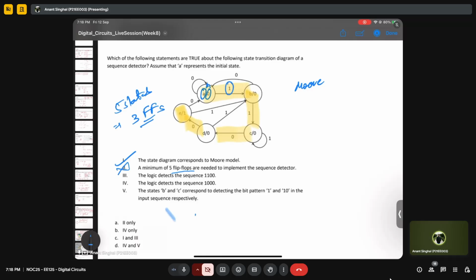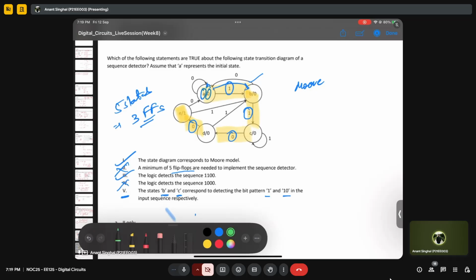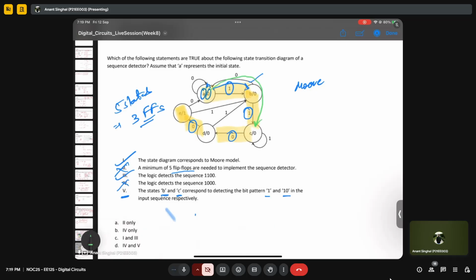So we have 1100, which is the option here. So 3 is correct, fourth is wrong. Then it says till B the sequence is 1. So till B the sequence is 1, which is correct. And till C the sequence is 10. Okay, so till C the sequence is actually 11, right? So this is wrong. So this is also a wrong option. So first and third are correct, which is option C. Is this clear to everyone?